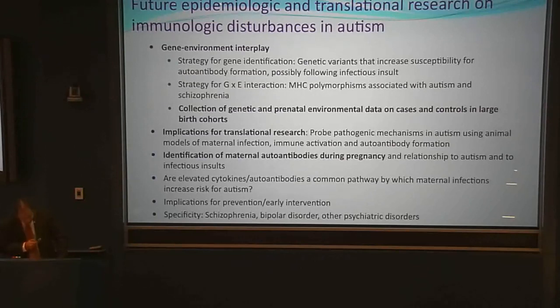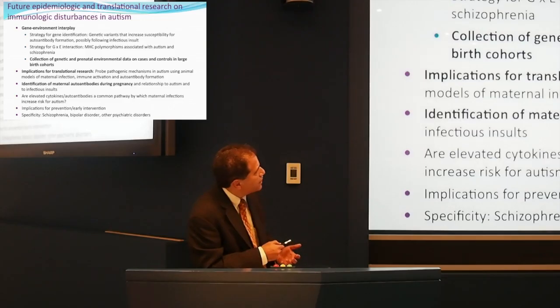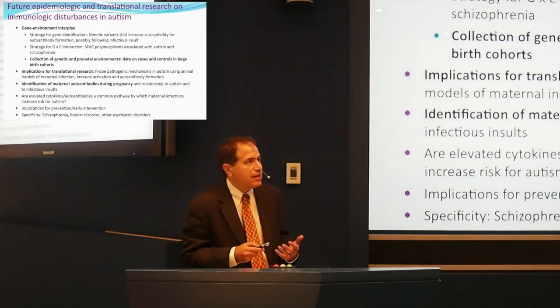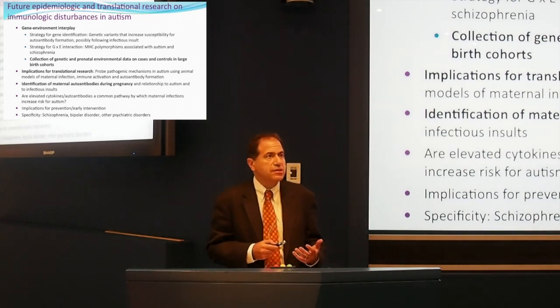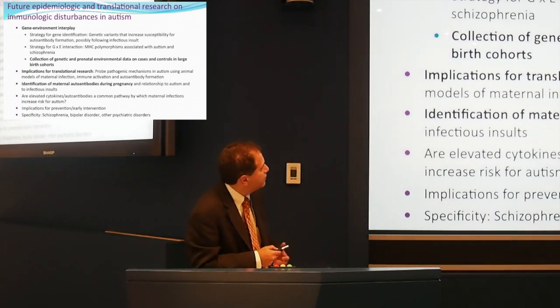The challenge that we face is that in epidemiologic studies, we typically focus on environmental exposures, and in genetic studies, we focus on genes and not environmental exposures. My view of what's sorely needed is to collect both genetic and prenatal environmental data on cases and controls. And if we're looking at the prenatal environment, ideally, I think we would want to study birth cohorts. And these cohorts exist, and I mentioned one of them.